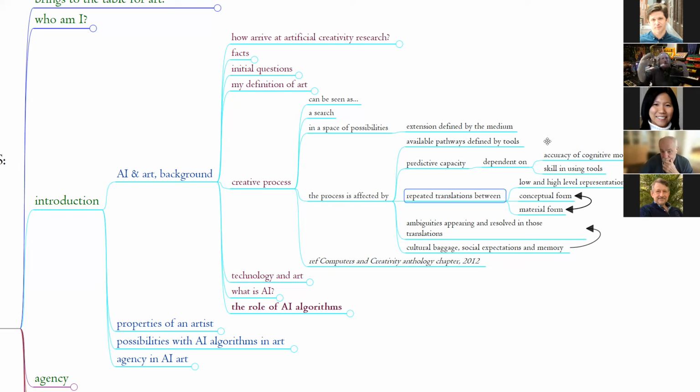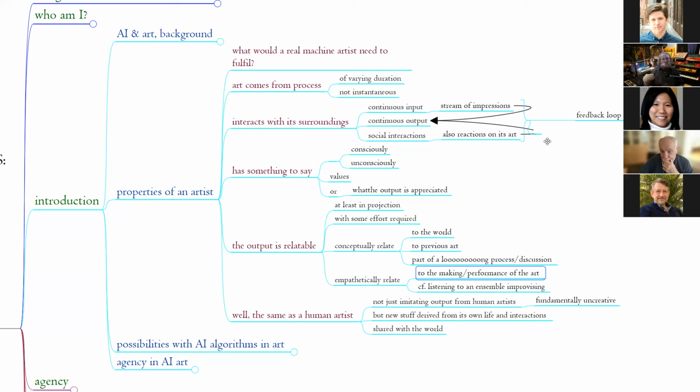Also, the output is usually relatable in some way by the receiver, so to speak, the viewer, either conceptually relating to the world that we live in, to art, etc. This is a discussion, or empathetically relating to the efforts involved in making it. For example, when I listen to ensemble improvising, I empathetically relate to the efforts and the situation they are in. So a human or AI artist would probably need to have these kinds of properties to produce meaningful results, not outputs like those from algorithms, which are fundamentally uncreative.